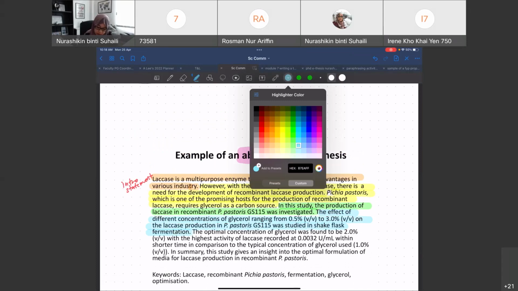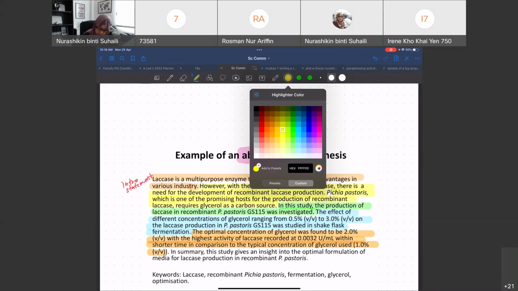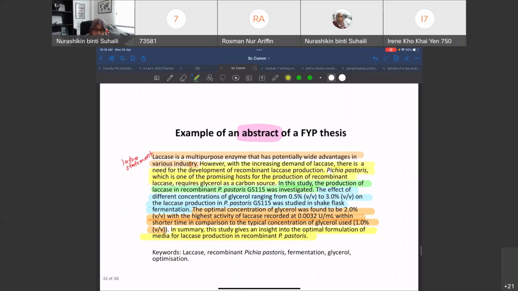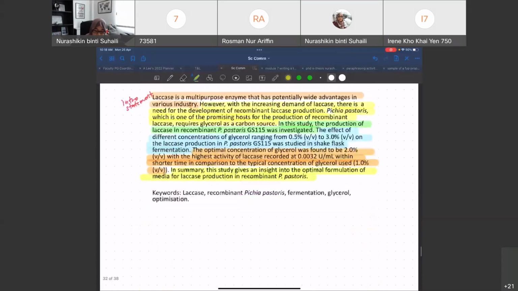Okay, so the next one is results. This is results. And finally, the conclusion and also implication. Okay, this is just to show you an example of how an abstract is written for a FYP thesis. Yeah, I've mentioned all the points.